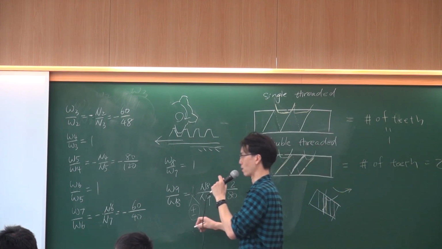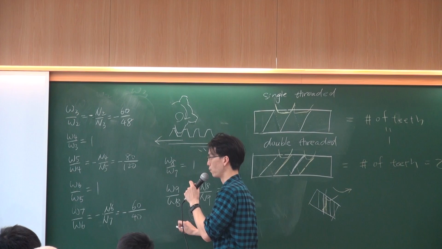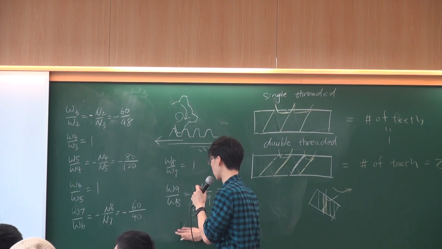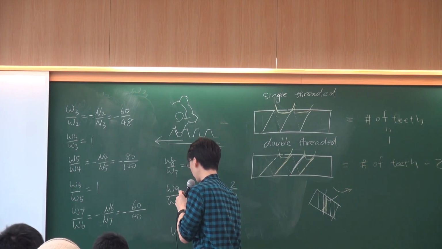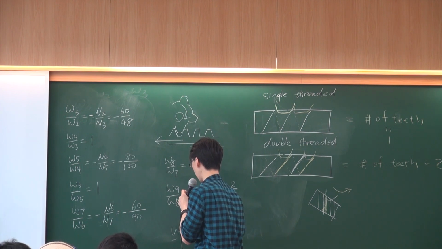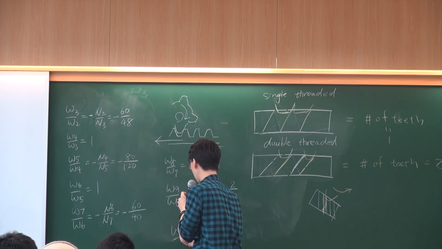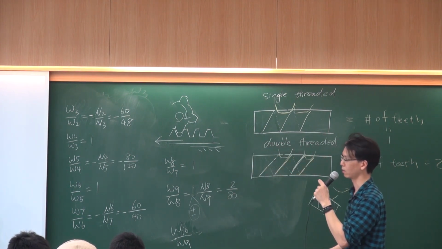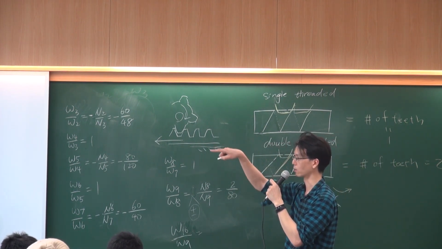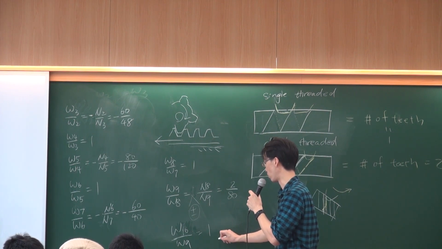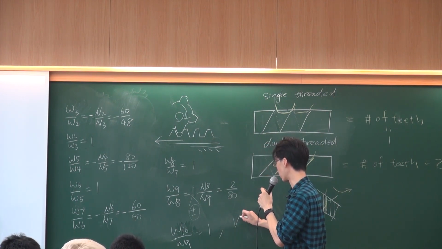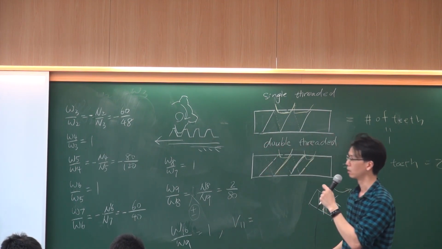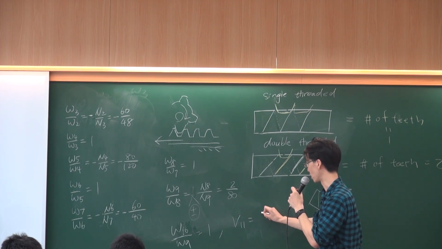So the last one, sorry, omega 10 over omega 9. Omega 10 and omega 9 are in the same direction. They are on the same shaft. So this one is 1. Then the last one is V11. V11 should be the same speed.